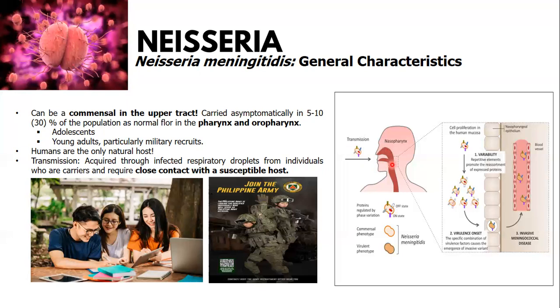So take note that even though the microbe is transferred through respiratory secretions, it is not airborne, and therefore requires close contact between the carrier and the susceptible host. And it is for this reason that outbreaks caused by Neisseria meningitidis usually occur in crowded living places, such as in student dormitories, and as I said earlier, in military camps.